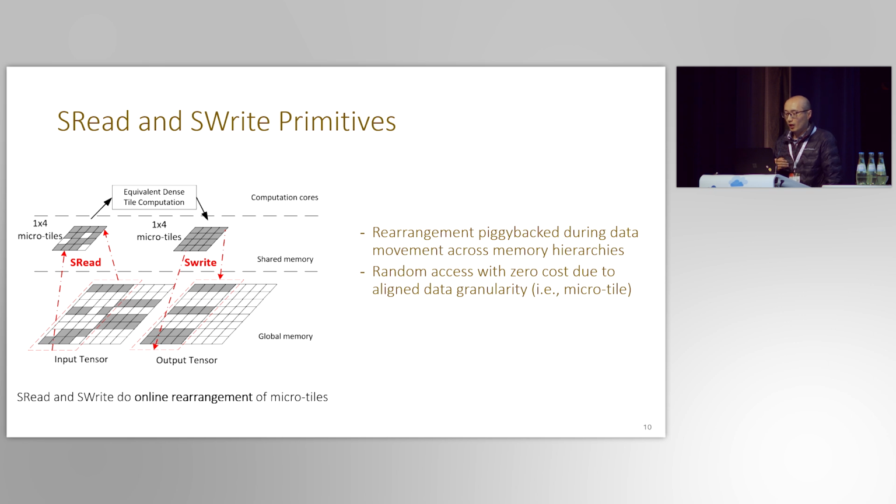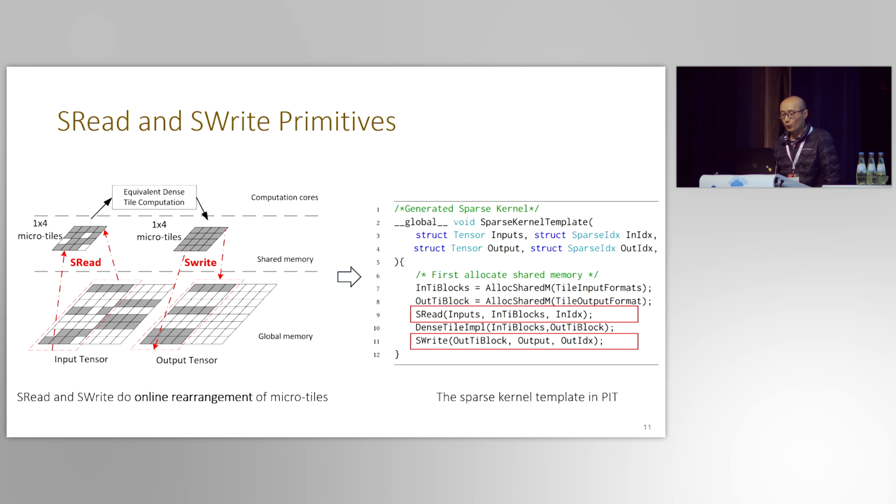Due to the aligned data granularity, the access to sparse data can be purely random without any cost. With sRead and sWrite, we can come up with a very simple and clean sparse kernel template, as shown on the right. It first allocates the shared memory for the tiles of input and output tensors.